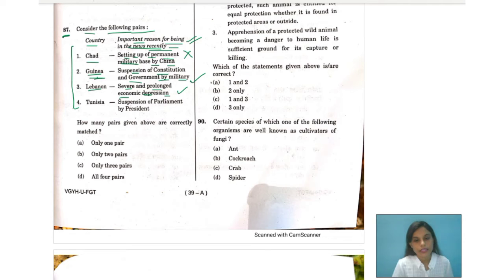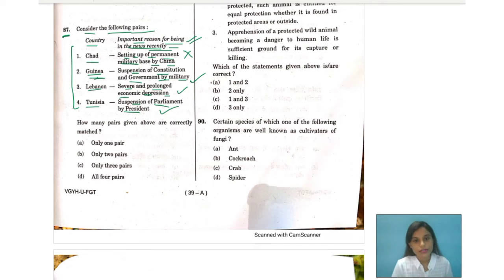What about number four, Tunisia, which is in the headlines because of suspension of parliament by the president? Yes, it's correct. Now, Tunisia's president, Kais Saied, on Monday extended his months-long suspension of the parliament until new elections in December 2022, while calling for a July referendum on constitutional reforms.